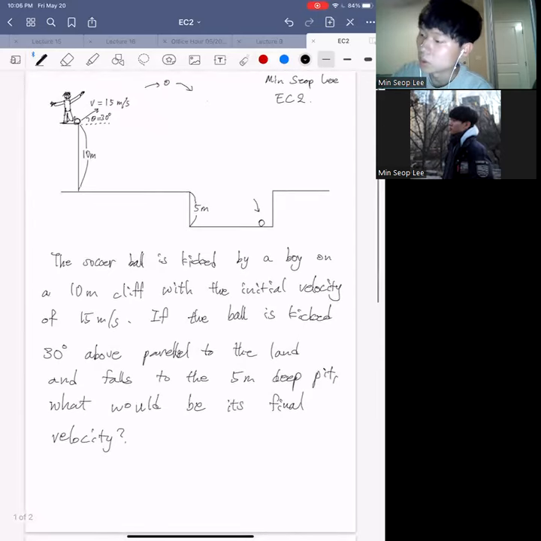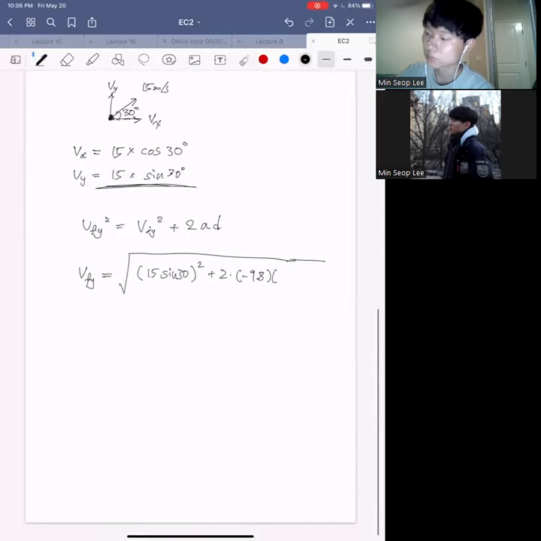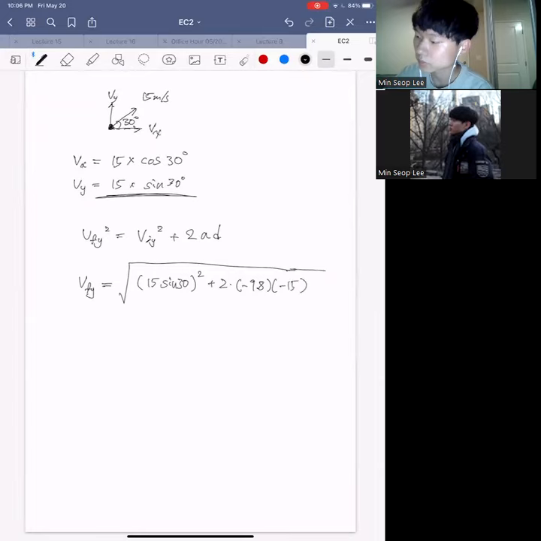Although we're 10 meters above the ground, let's say where we start is 0 meters. Then the ball goes up and comes down by negative 15 meters because we stop inside the pit. So it will be negative 15 meters. I'm just going to skip the calculation part. This yields 18.771 meters per second. All right, note that we're not done yet.